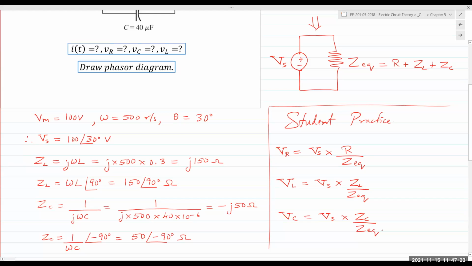Make sense? If you had a parallel connection, if you have a parallel circuit, you could apply current division. It would work exactly the same, no difference.